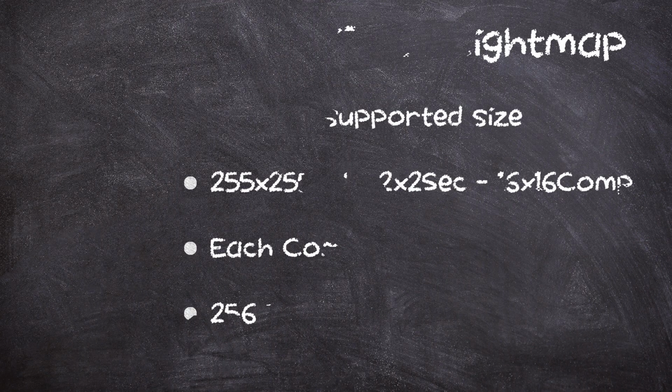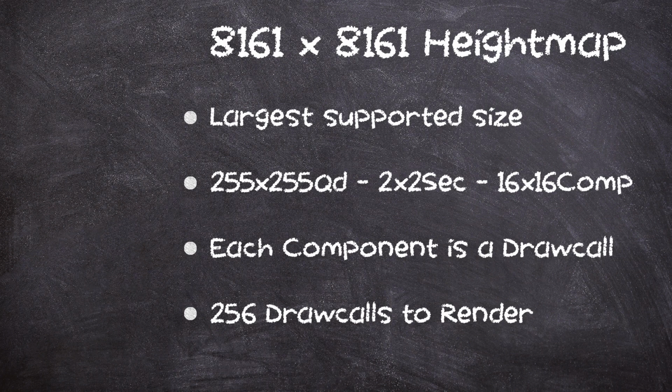The maximum height map size that can be imported is 8161 by 8161, which is a section size of 255 by 255 quads, 2 by 2 sections per component, and 16 by 16 components for 256 total components. Each component is converted and stored into a power of 2 texture in the engine. When rendered, each component will be a rendering draw call. So an 8161 terrain will require 256 draw calls to totally render the terrain. Attempting to import a height map that is larger than 8161 will be clamped at that size.